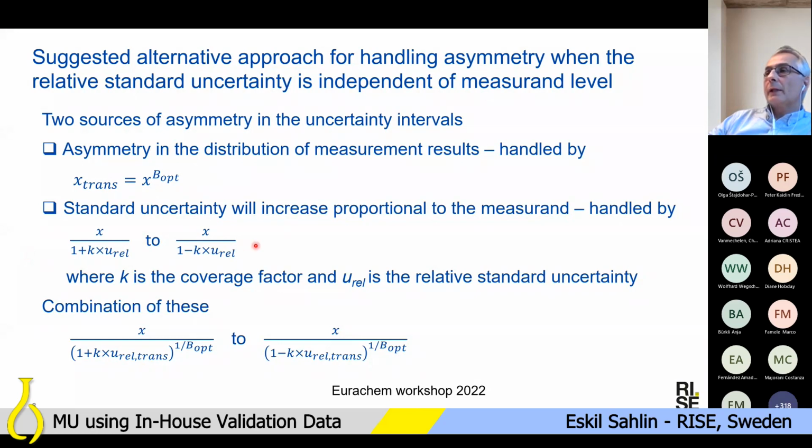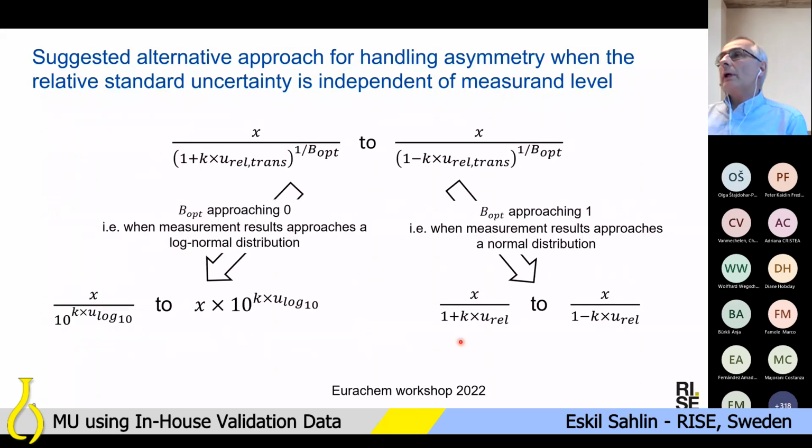And what we do with this expression here is that we actually take into account that the absolute uncertainty will vary with concentration in the uncertainty interval. So this expression here will basically be valid for when you have a normal distribution and when the relative uncertainty is independent of the concentration. And then we will combine these two expressions here, and we will end up with this at the bottom here. And we will look a little more on this expression here.